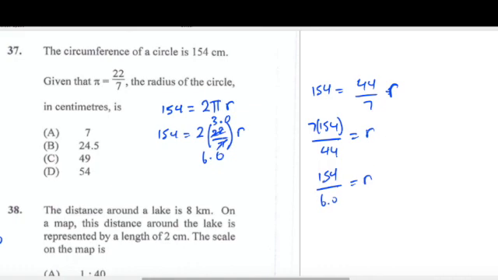And 154 divided by 6 will probably be around 25-ish, because remember 100 divided by 5 is 25. So 154 divided by 6 will be maybe about 25-ish. So maybe the answer we could settle at, 24.5, would be around the radius, right?